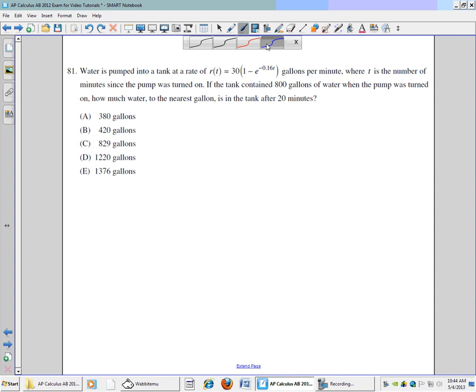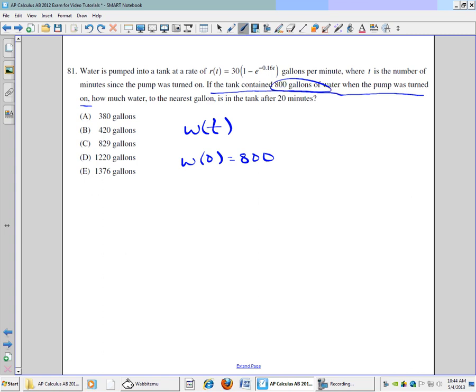Well, let's think about the function that's representing the water that's in the tank. I'm just going to use W of t. It says the tank contained 800 gallons of water when the tank was turned on, so W of 0 would equal 800. Now what they're asking is how much water is in the tank after 20 minutes.